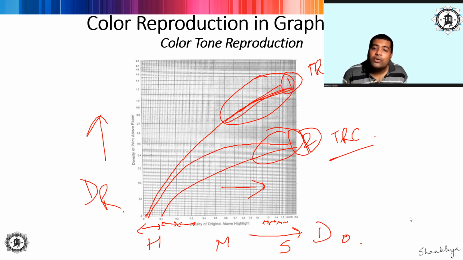Now we are going to implement this tone reproduction curve in our print production workflow. That we will do with the help of a tool which is known as the Jones diagram. So in the next lecture, we'll be talking about that only.